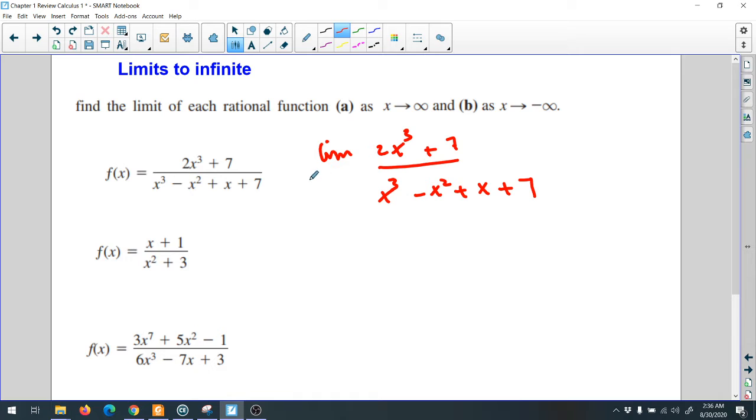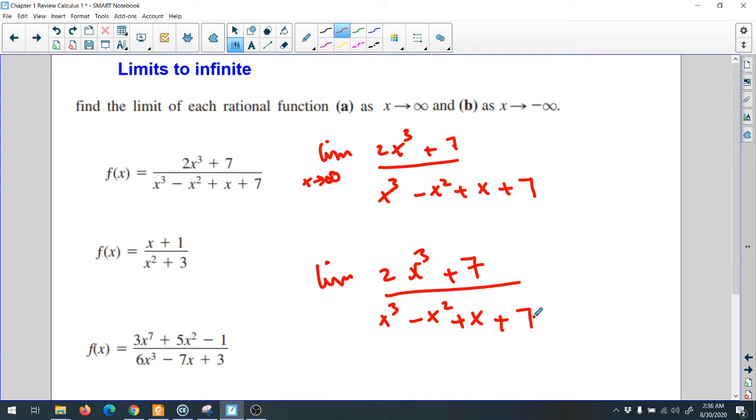You see that the function approaches infinity or even negative infinity, in both cases, positive infinity or negative infinity. Let's repeat that again here. The limit of 2x to the third plus 7 over x to the third minus x to the second plus x plus 7, when x approaches negative infinity.